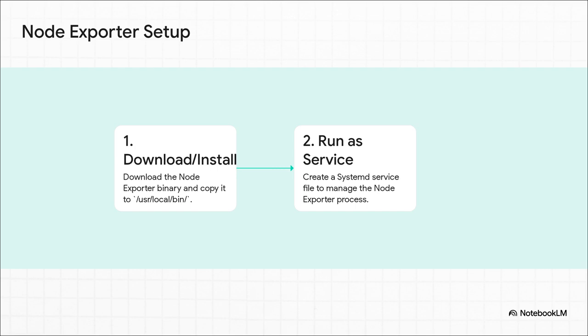And the Node Exporter setup? It's even simpler. You download the program, and then, just like with Prometheus, you create a little service file so the operating system just takes care of it for you. As soon as it's running, it starts broadcasting hundreds of super useful Linux metrics on port 9100, just waiting for Prometheus to come and grab them.